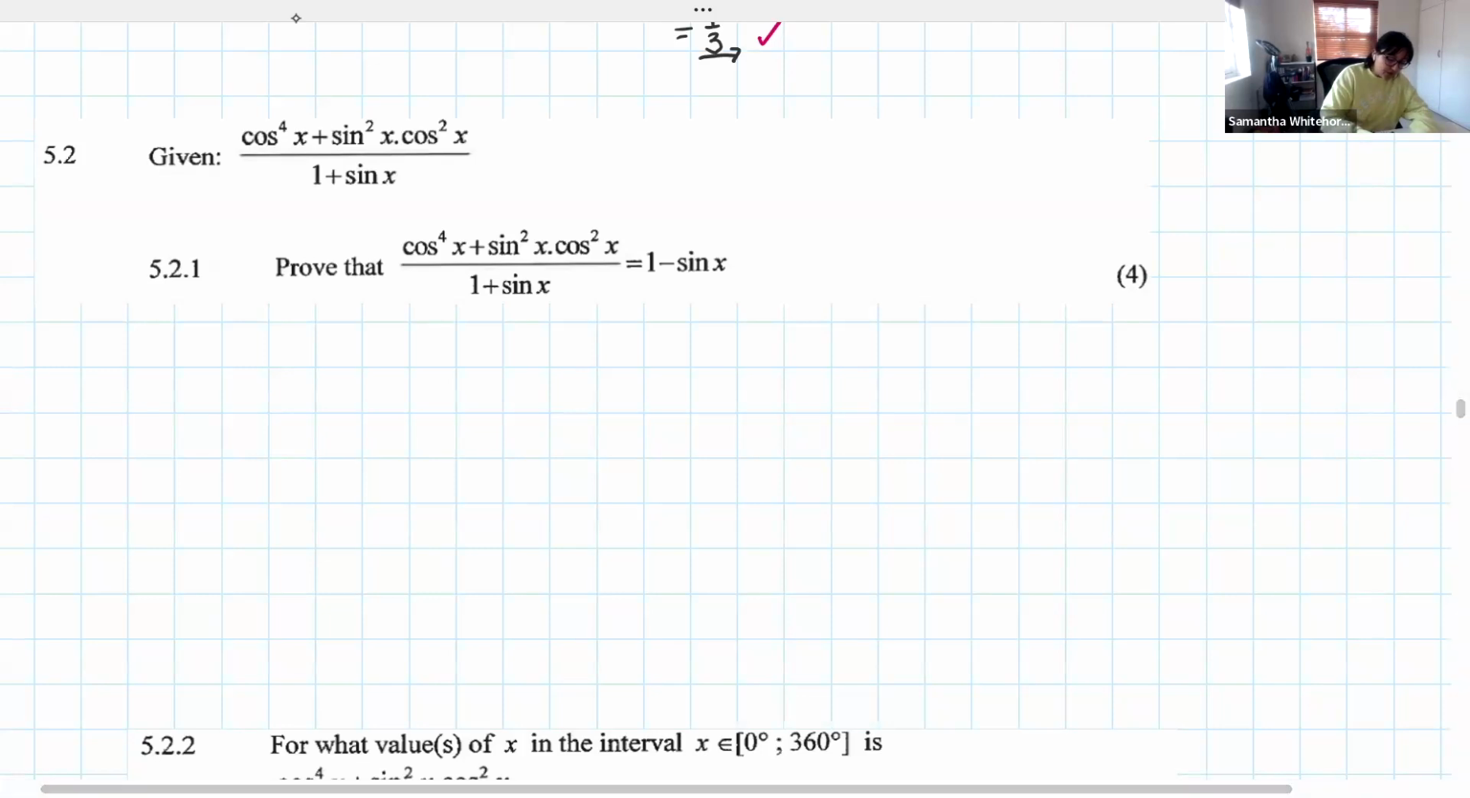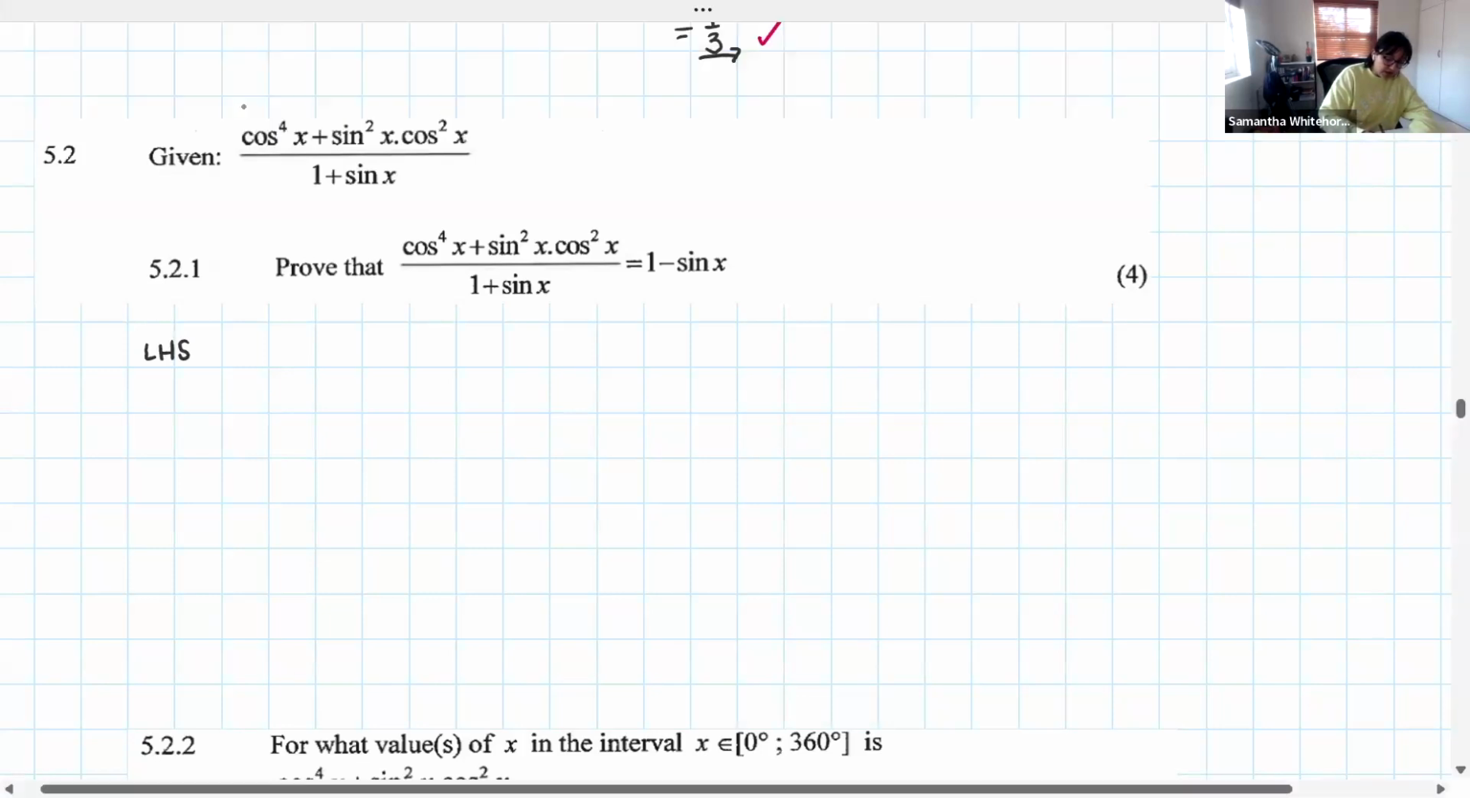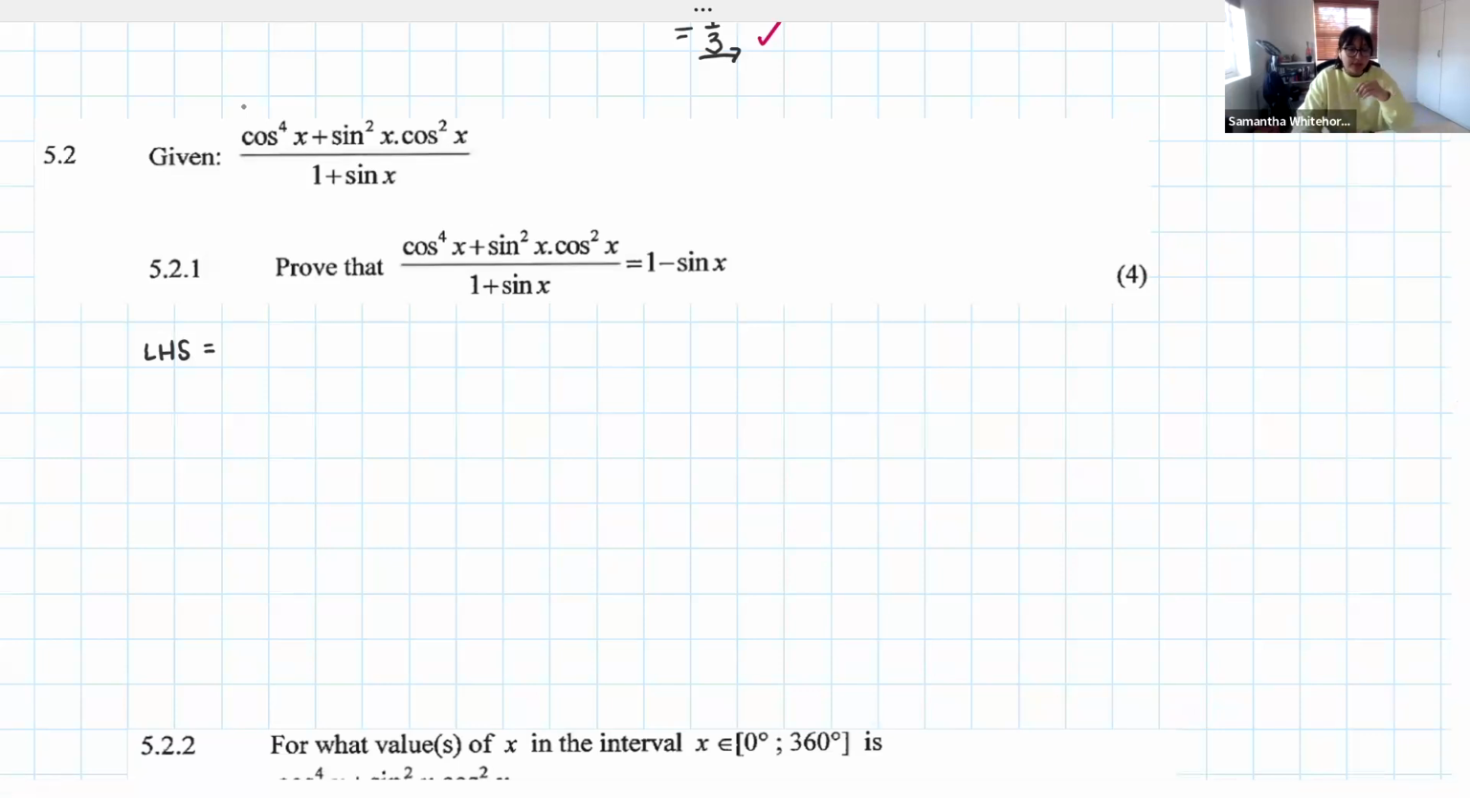Now, when proving an identity, you do need to state which side you're working with. Remember, we don't work with this as an equation. So it's not like I'm going to bring the sine x over and make it plus sine x. No, we keep the left and the right separate and we work with them separately. Based on the things I've said to look out for, who can give me something that I could do here? We've got cos to the power 4x plus sine squared x cos squared x over 1 plus sine x. What could we do?